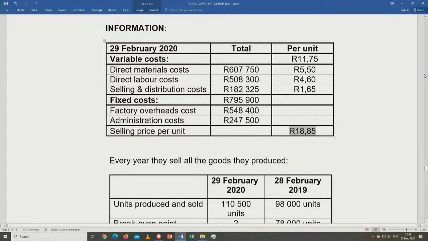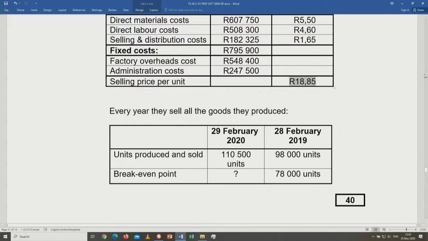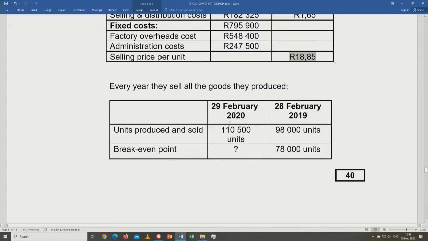Every year they sell all the goods they produce. In 2019, they had 98,000 units and the break-even was 78,000. Can you see it was good? It was 20,000 more than the break-even, right? But now let's look at what's happening in February 2020. Our number of units produced and sold was 110,500, yet our break-even is 112,000. So we did not even reach the break-even point. We're making a loss in this business.